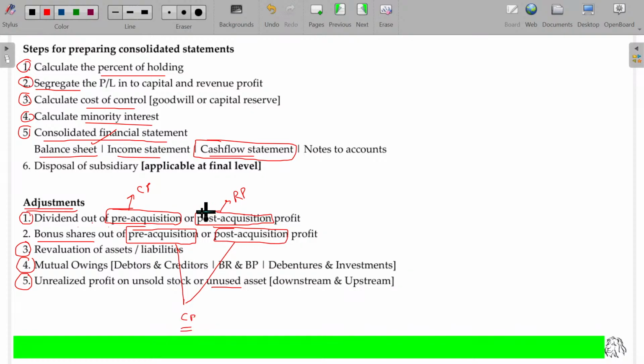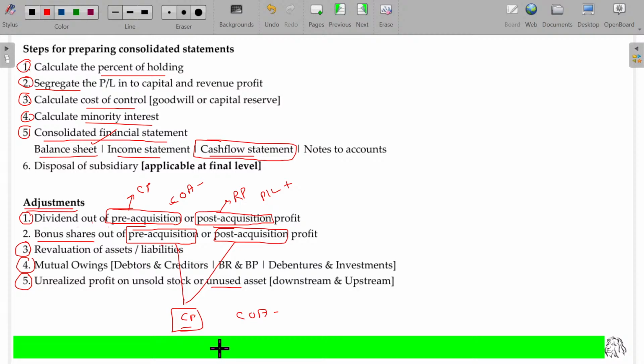If the dividend is announced out of pre-acquisition profit, this will be subtracted from the cost of acquisition. Similarly, if the dividend is given out of post-acquisition profit, it will be included in the P&L account. But here, whether the bonus share is given out of pre or post doesn't matter. It will be included as a capital profit and subtracted from the cost of acquisition. That's the beauty of this illustration.